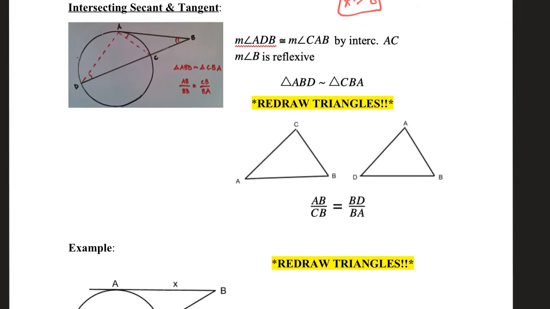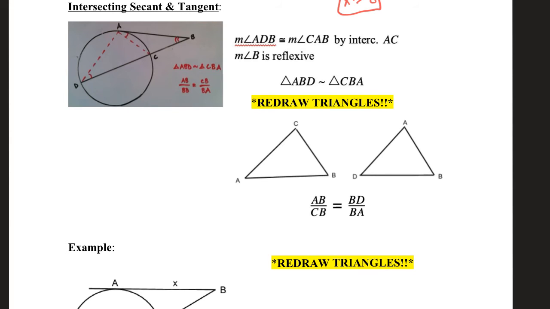This one you definitely need to redraw triangles because just look at this picture up here. You need to redraw those triangles. One's flipped over, one's smaller. Definitely redrawing some triangles here. So again, we are drawing 2 auxiliary lines, creating 2 triangles.